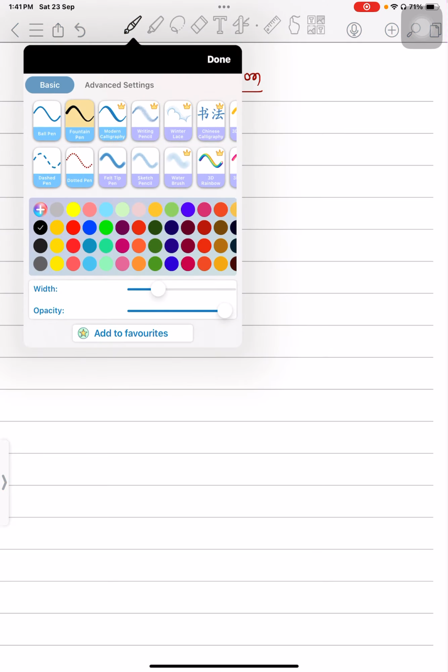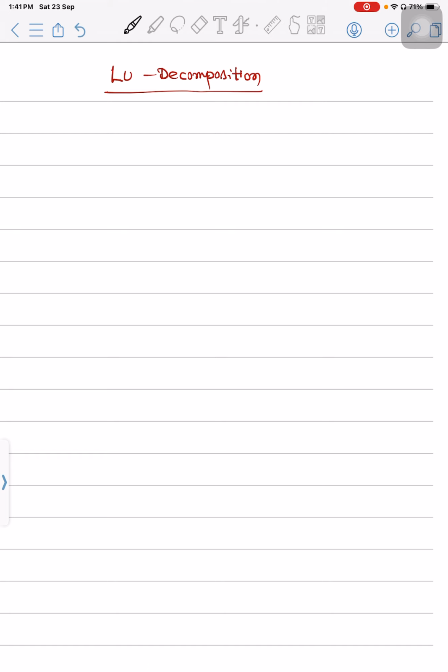So we have already discussed the Gaussian elimination process, where we have manipulated a matrix to get an upper triangular matrix using elementary row operations, which helped us to solve a system of linear equations.